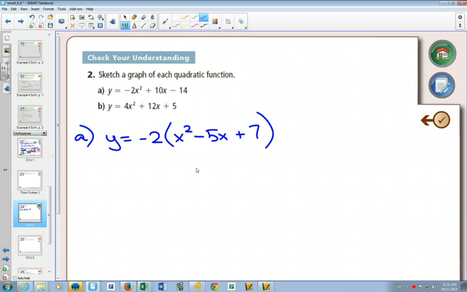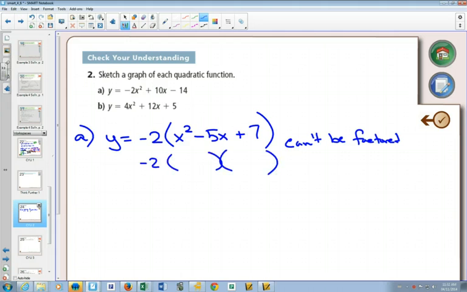Can we factor that? No. Can't be factored. What's that? Why can't it be factored? Well, I'm looking if it could be factored. So this is what I did in my head.